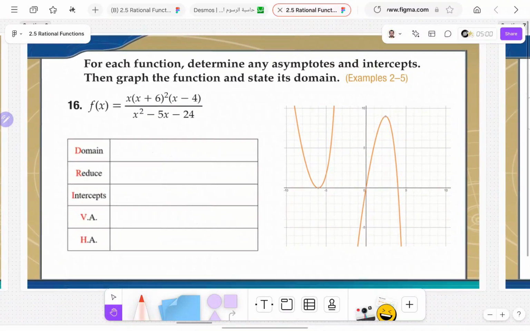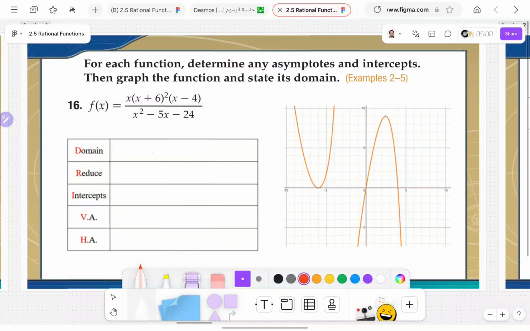For each function, fine. Now I will try to move fast while I'm solving too, because we have a lot of examples. I don't need to make the video very long. Now let's find the domain.